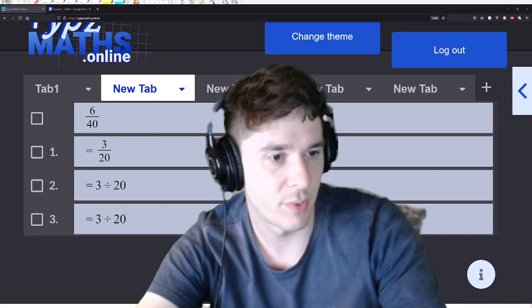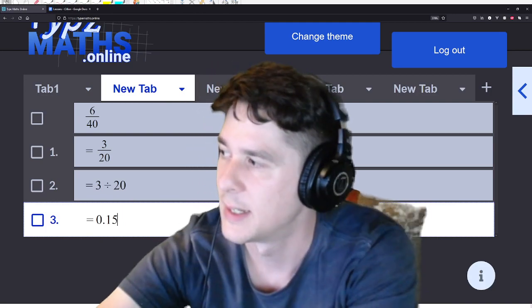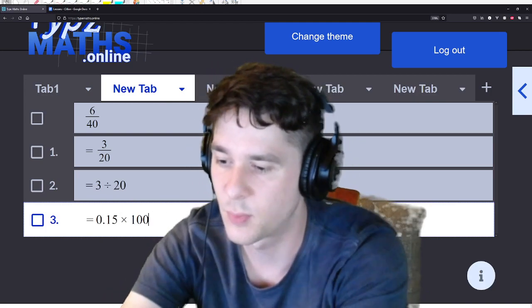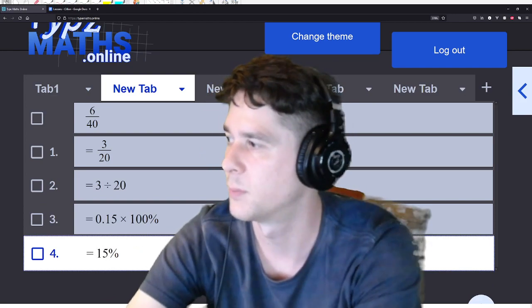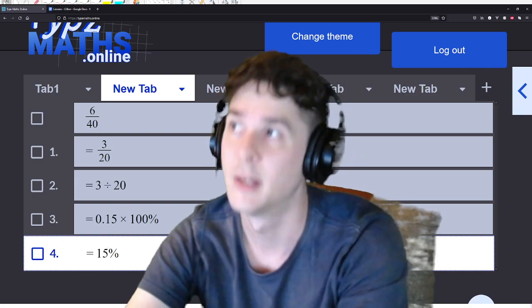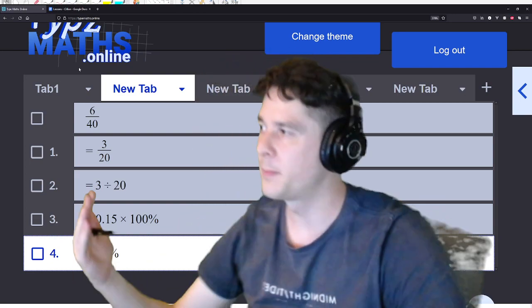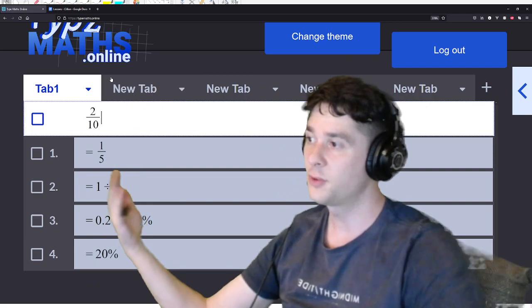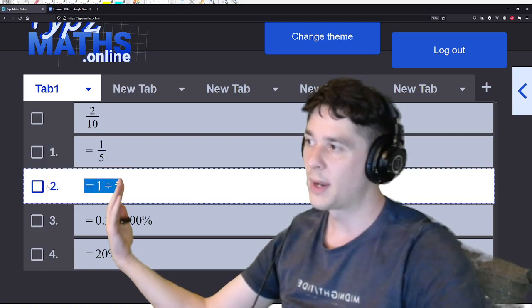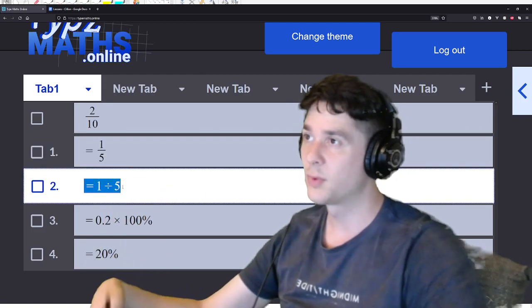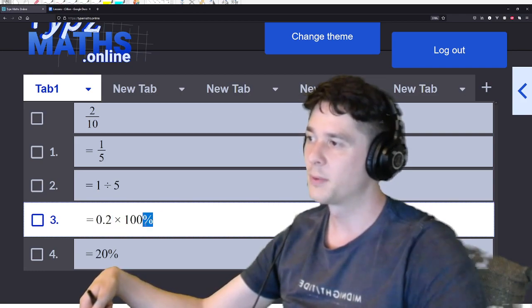Let me pull that up here. 3 divided by 20 is 0.15. Now we want to do that times 100%, and that gives us 15%. So we do 0.15 times 100, add the percent sign, and we get 15%. You're probably noticing that the last step of multiplying by 100 is the same. I want you to look for the things that are the same. We're simplifying, rewriting it as a division, doing the division algorithm to get a decimal, and then multiplying by 100 and putting a percent sign at the end.